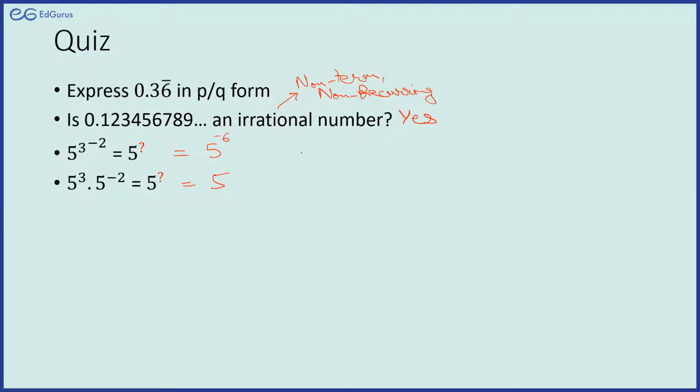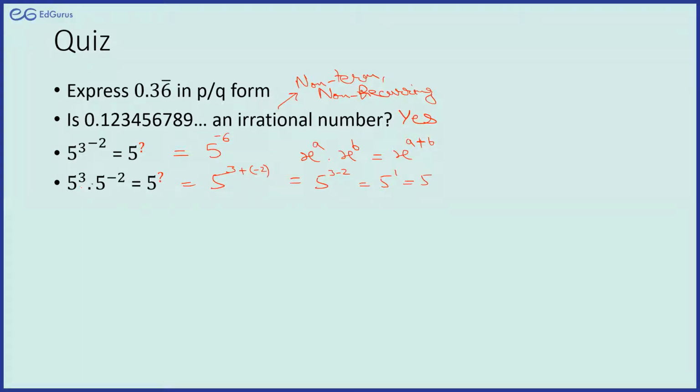What is the rule of exponents? The rule of exponents says x to the power a times x to the power b. When you have the same base but different powers, you simply add up the powers, right? So what do we have? Same base 5, powers are 3 and minus 2. So we should have 3 plus minus 2. What is 3 plus minus 2? So it is 5 to the power 1. 3 minus 2 is 1. So the answer is simply 5.